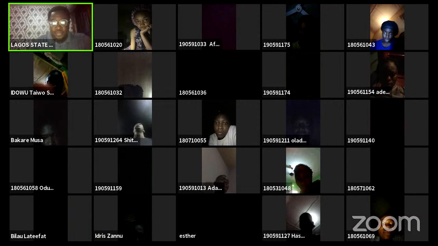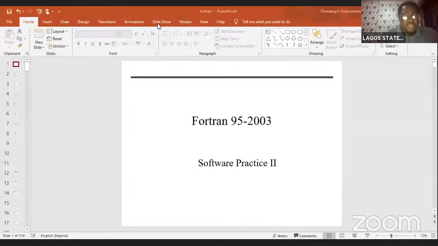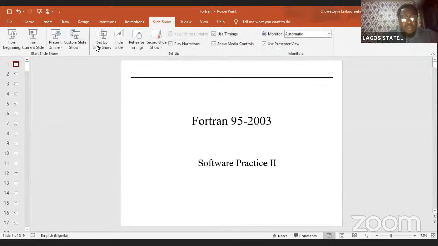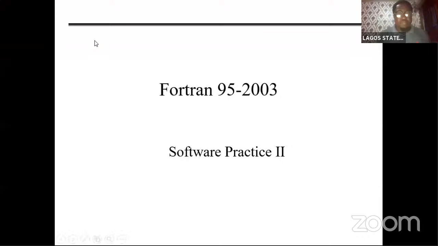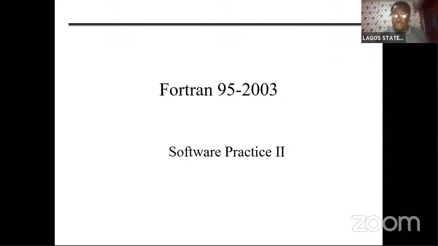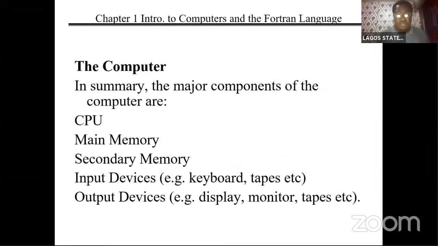So, what are we learning today? We're going to learn the processes involved in this category of programming language. And we are going to look as a block at the generational programming language called Fortran, but with emphasis on the subject matter called software practice 2. Going further, there are categories of items, concepts that must be well understood.